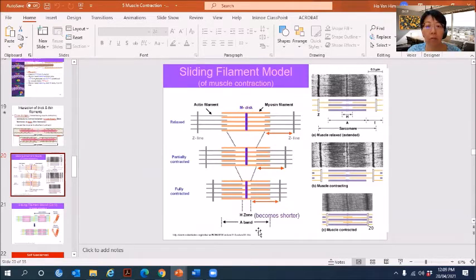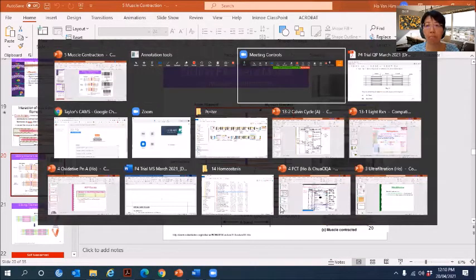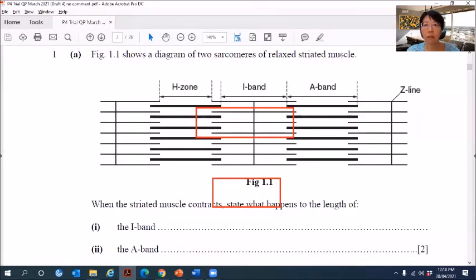It will never change. Only the H and I band become shorter, and hence your entire sarcomere will become shorter and shorter. So this is the entire length of the sarcomere. Can you see it becomes shorter here? Okay. So that's a very basic thing. Please revise them. So the answer for this question is the I band becomes shorter and the A band remains the same. Okay.